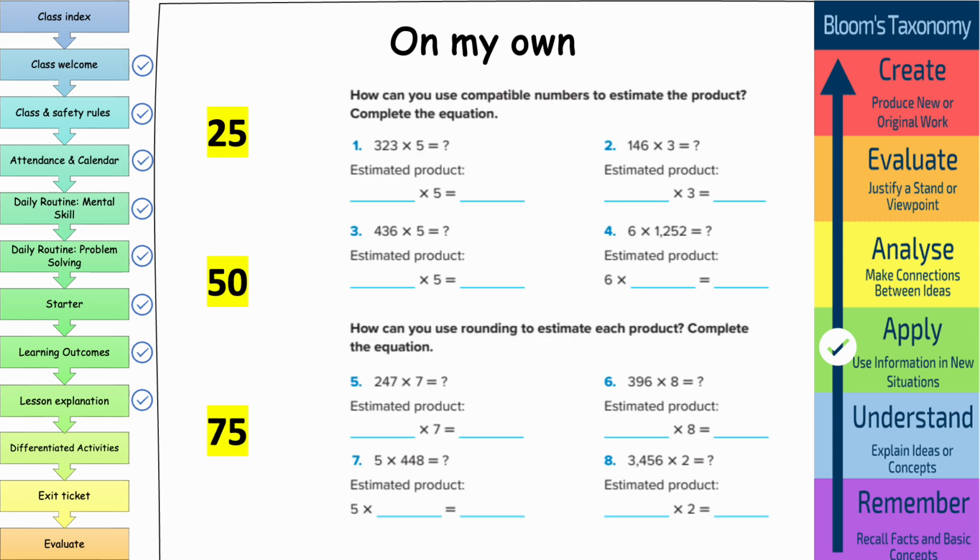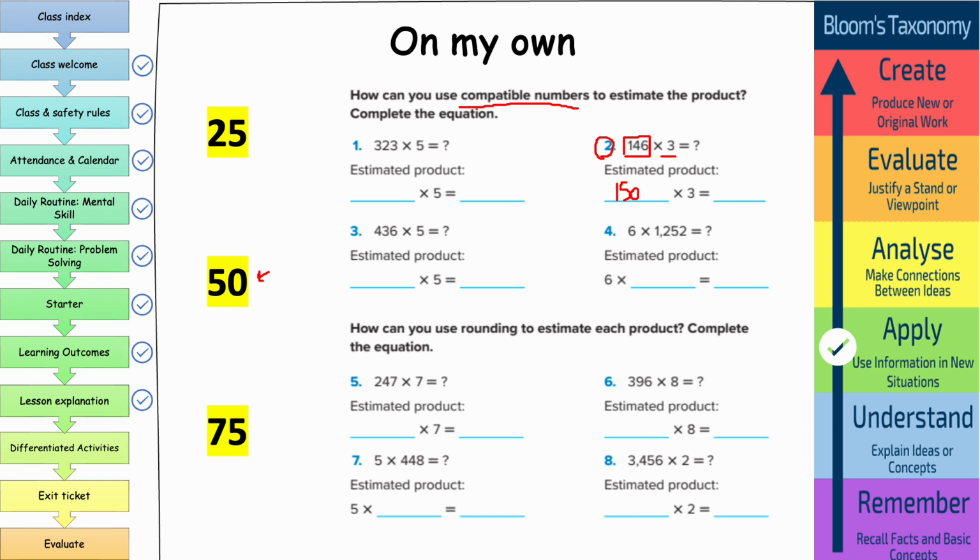Now I will explain the two estimation strategies. The first one is compatible numbers. How can you use compatible numbers to estimate the product? For example, I will answer question 2: 146 times 3. What is 146 estimated using compatible numbers? 146 is close to 50. Remember, these three numbers are compatible numbers. So it's close to 50, then it will be 150.